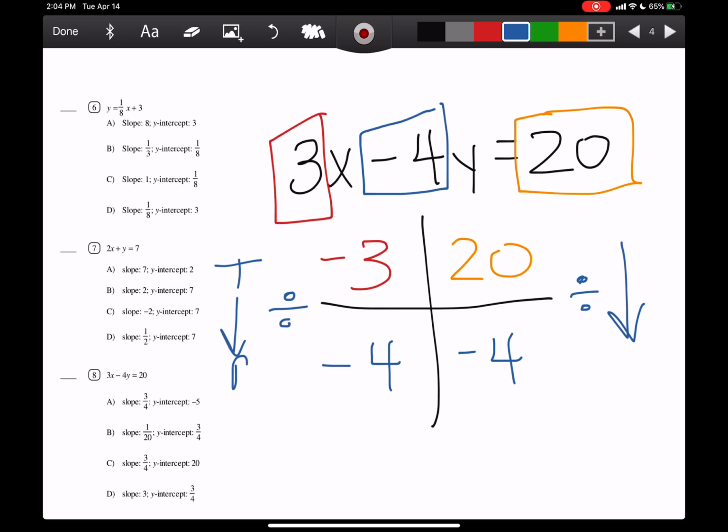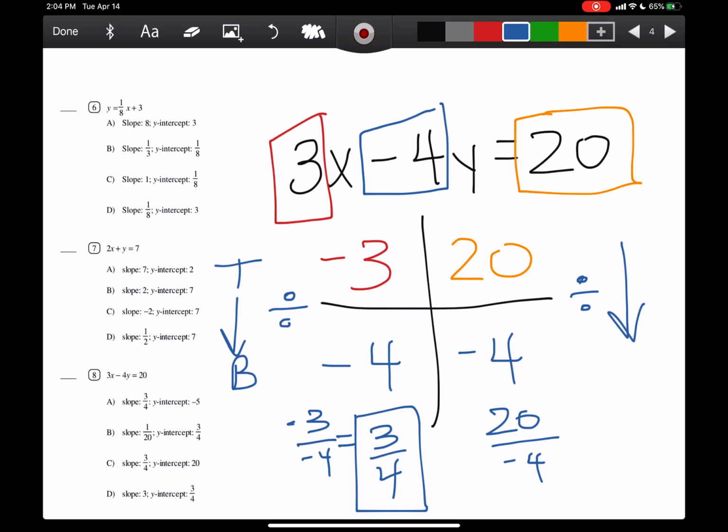Top to bottom. So I have a negative 3 divided by a negative 4, and then I have 20 divided by a negative 4. Well, I know that a negative 3 divided by a negative 4 is just going to give me a positive 3 over 4. So that's my slope, because remember, this column gives you your slope. This one gives you your y-intercept. And then I have 20 divided by -4, which will give me a -5. So I have a y-intercept of -5.